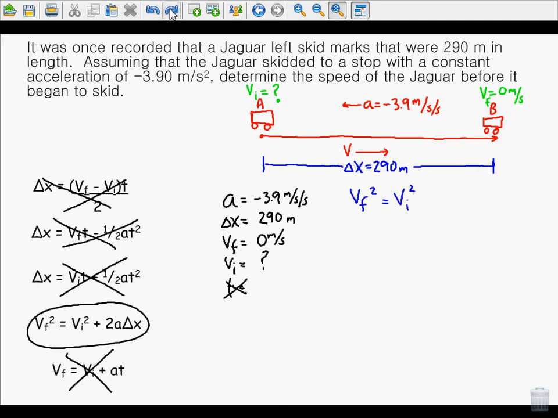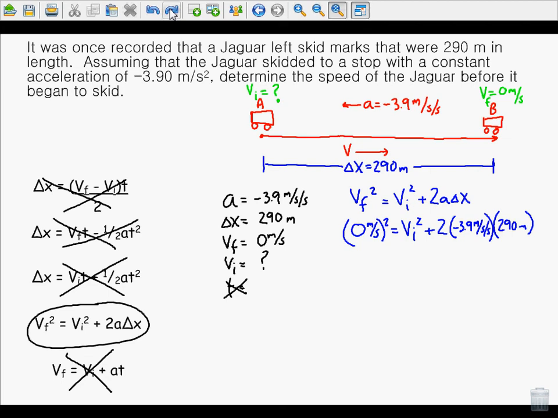First, I'll write out the equation. Then I'm going to plug in all of the variables with the number to replace them. So final velocity, 0 meters per second, equals initial velocity squared, which is my question mark. So I'm going to keep that in there, plus 2 times acceleration, and also times displacement.